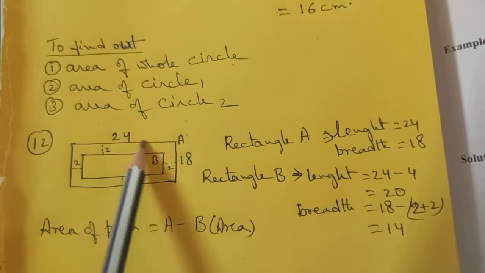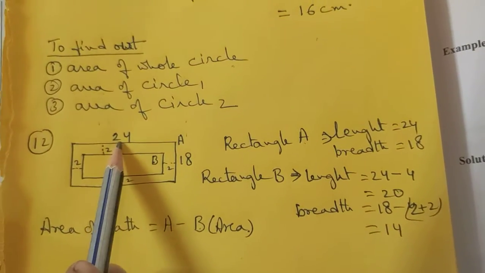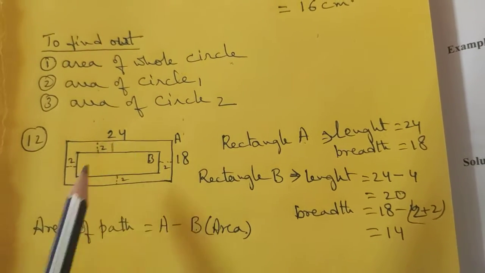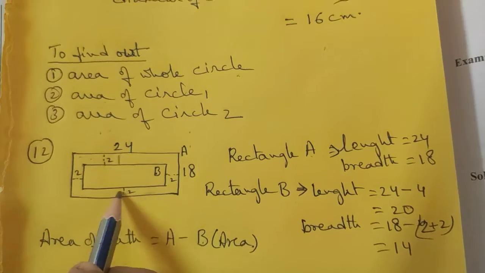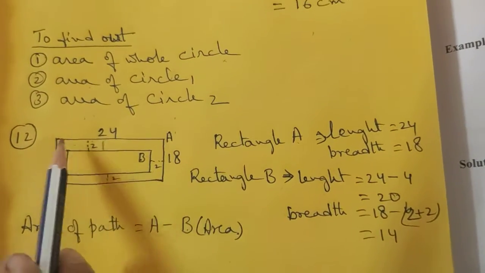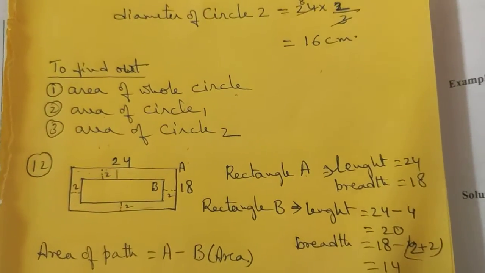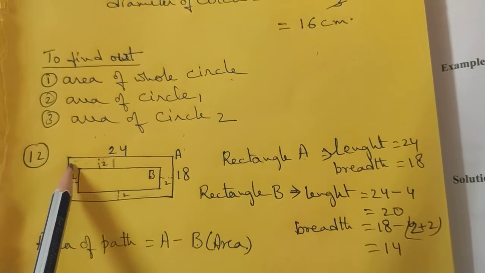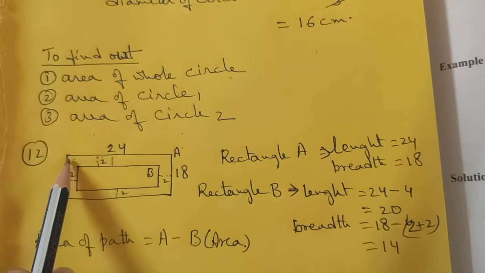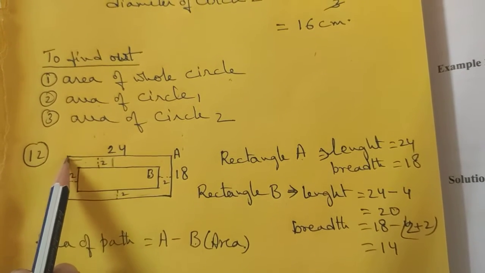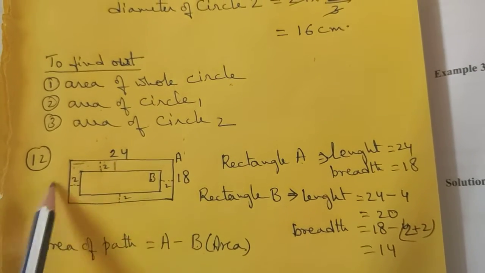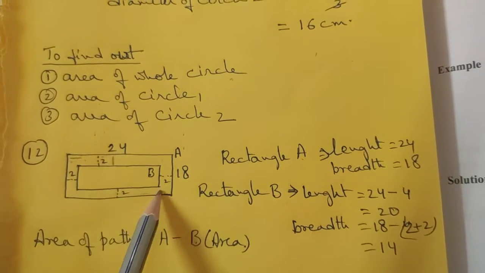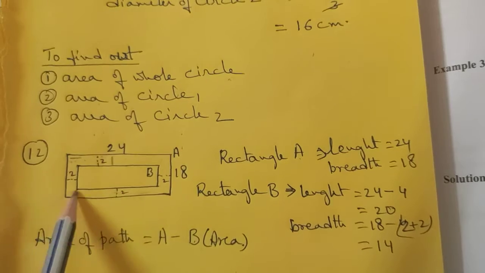Now you see, this is a garden. Inside the garden a 2 meter margin is left so that the plants can be planted here all around. Clear? What they have told you, you have to find the area. If four plants can be planted in 1 meter square, what will be the total number of plants? And if each plant costs 30, what will be the total cost of planting the tulip plants all around this garden?